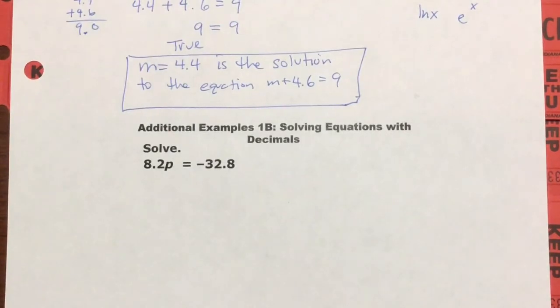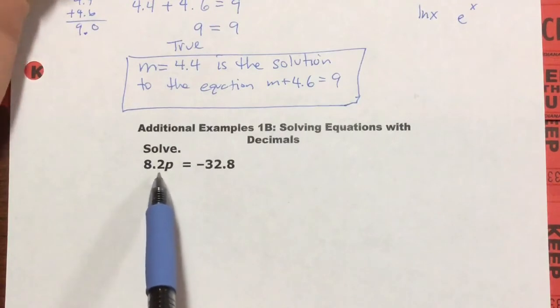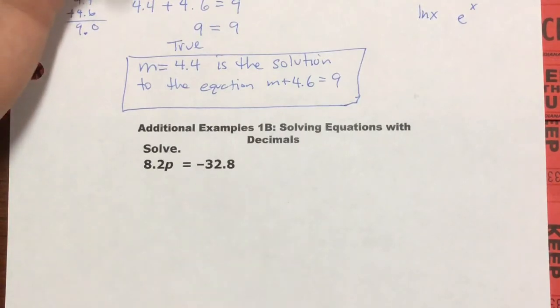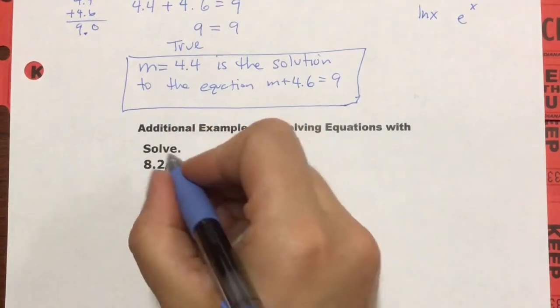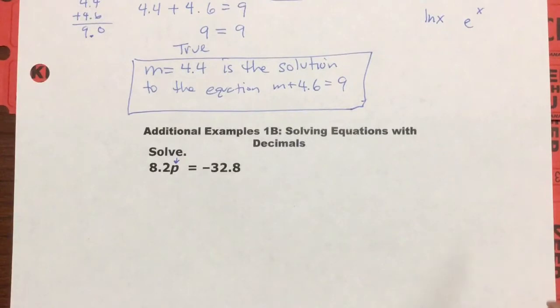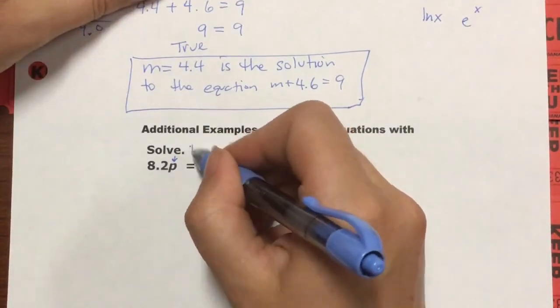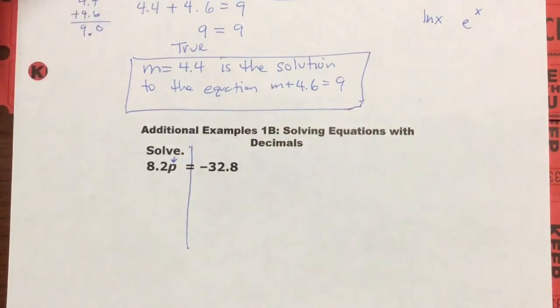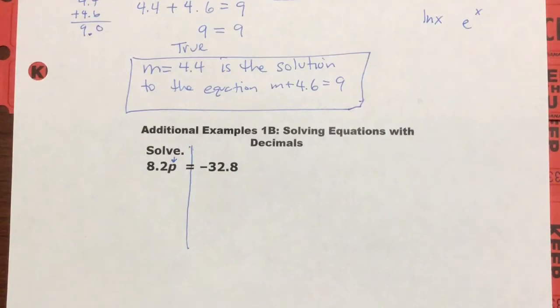On to the next example. Here we go. We have 8.2p, and all that means is 8.2 times p equals negative 32.8. Okay, we are trying to figure out what p is. In order to do that, we need to isolate p. We need to get p by itself, so it's the only thing on this side of the equation. Remember the equal sign divides an equation into two sides? Well, right now 8.2 is on the same side as p, and we need to get rid of it.